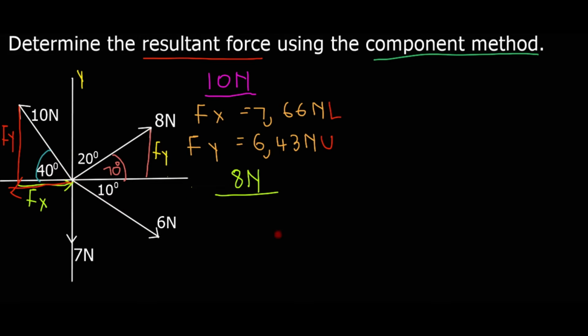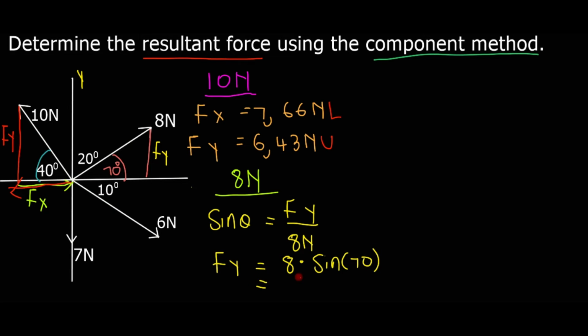This one ke fy, so now ke nyaka go find fy, rela gore ke tlo re sin theta e lekana le opposite over hypotenuse, and then this is hypotenuse which is 8 newtons, and then from there rela gore fy e lekana le 8 times sin 70, and then 8 times sin 70 it will fa gore ke 7.52 newtons, and then o ka kgona bona gore is up, so rela gore direction ya yona is up, and then let's see ya x.